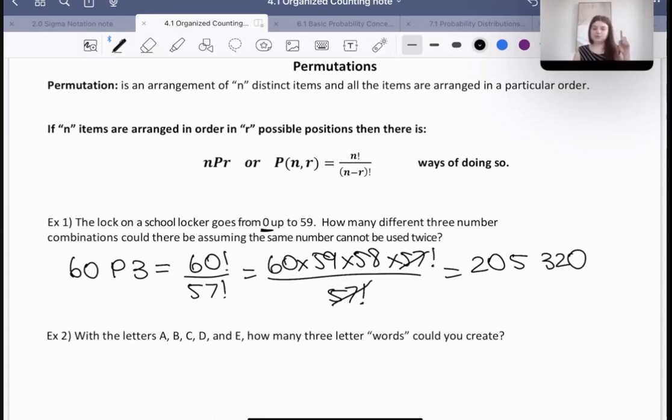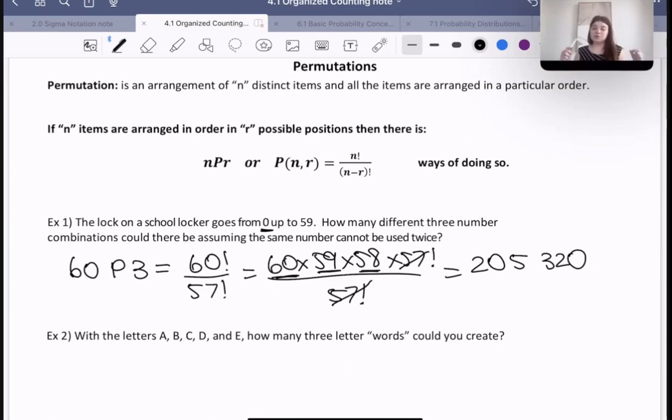Because the first number, right? The first number has 60 possibilities. It could be 0, 1, 2, 3, 4, anything between those numbers and 59. And then the second number, there's only 59 possibilities because whichever number we chose for the first number can't be chosen again. And then for the third number, there's only 58 possibilities because whatever the first two numbers are, we can't repeat again, right? And so it's a different scenario.